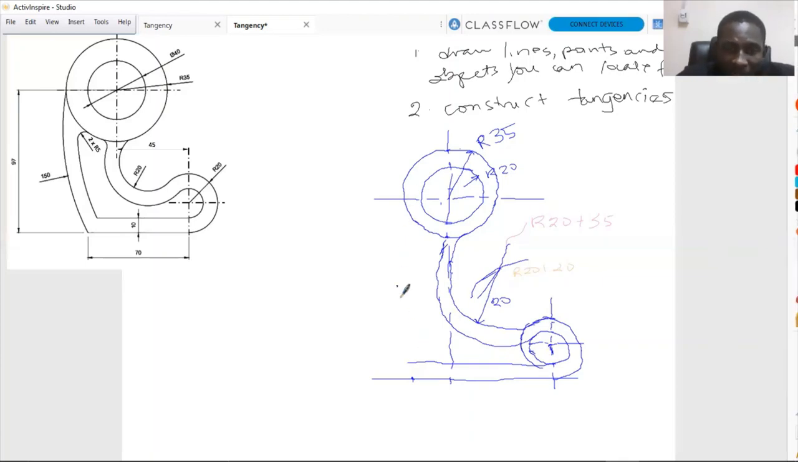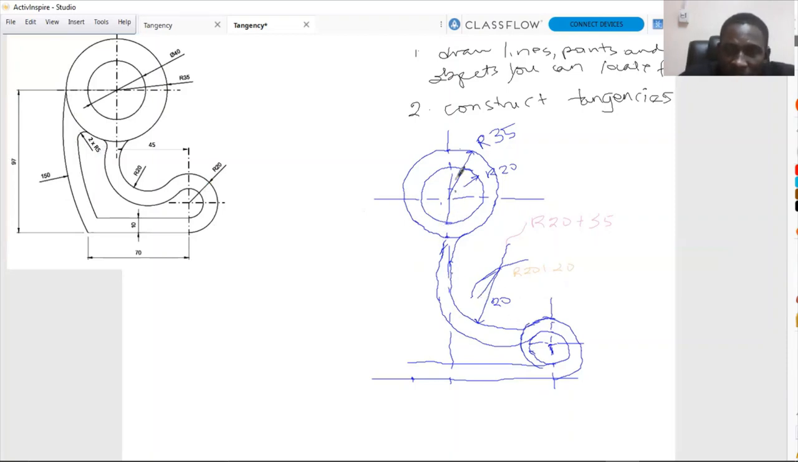All right, so the arc is going through this point and then it's tangent to the circle of radius 35. So we can make use of this point and this point to find the center of this arc, okay? So let's go. We are going to subtract radius 35 from radius 150.